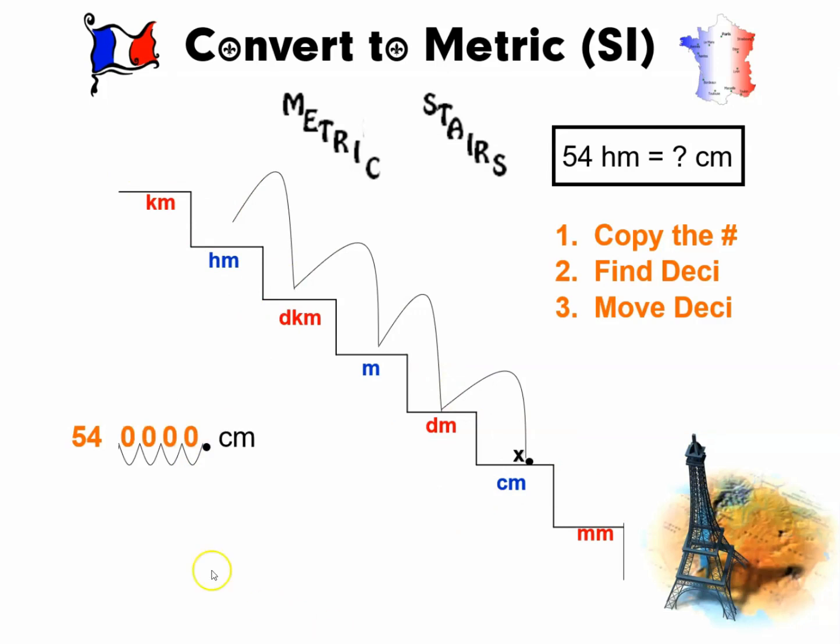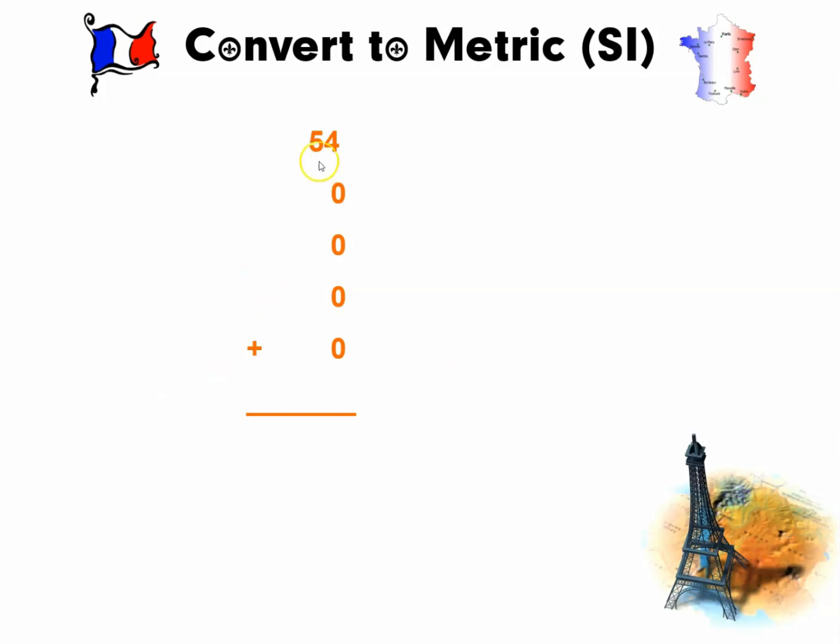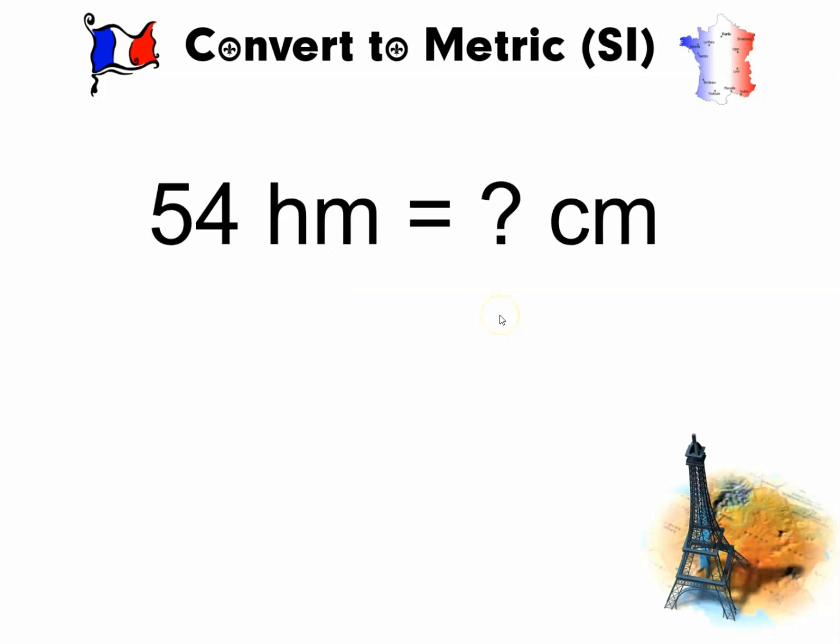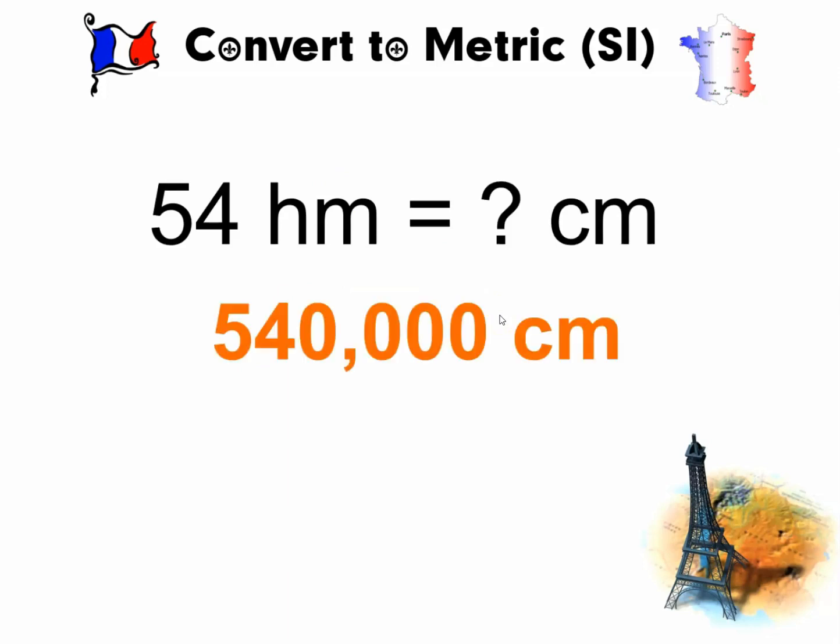In the metric system, it's always important to think about moving the decimal. Moving the decimal to the right because you went down the stairs, moving the decimal to the left because you went up the stairs. It's really not about adding or taking away zeros, because if you think about it, 54 adding 4 zeros is still 54. Taking away 4 zeros is still 54. So it's all about moving deci, moving the decimal. So 54 hectometers, as many of you knew before, using the metric stairs, is 540,000 centimeters.